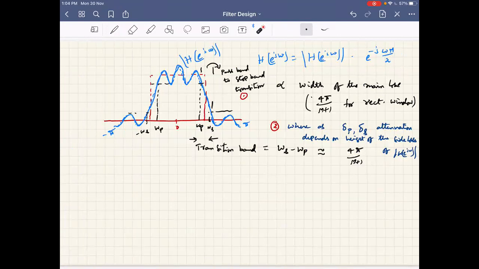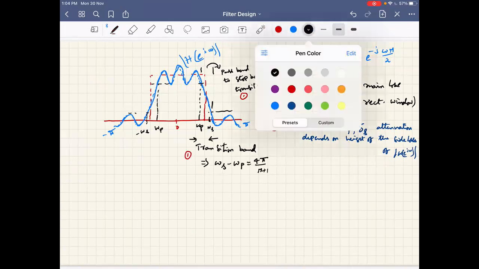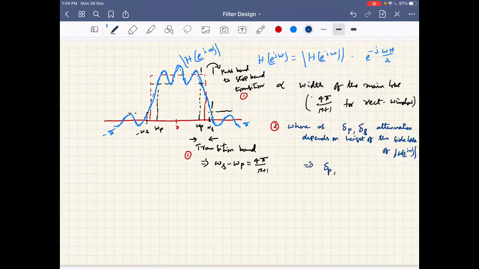So these are proportional to, let me write this here, not to overlap with this discussion. That implies omega S minus omega P is equal to 4 pi by M plus 1. This is coming from discussion 1. And now this implies delta P comma delta S are proportional to the height of side lobes. Side lobe height means the side lobe height relative to the main lobe height.